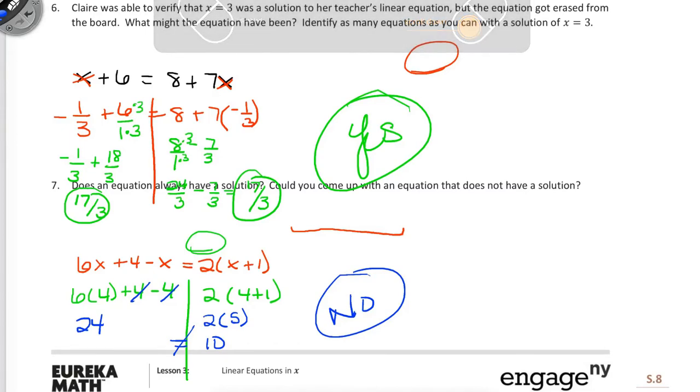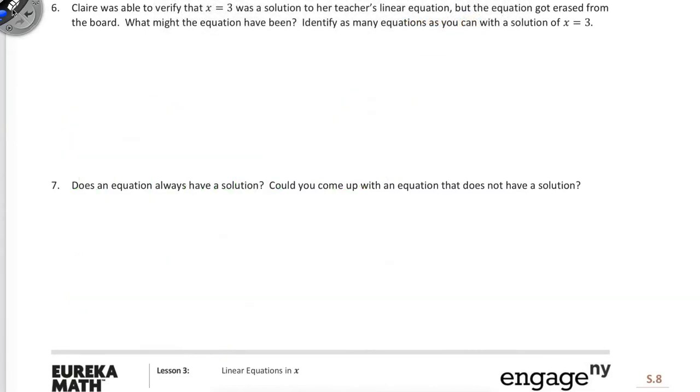All right, number 6. Claire was able to verify that x equals 3 to her teacher's linear equation, but the equation got erased from the board. What might the equation have been? So basically, we're going to write ourselves our own equation, as long as x equaling 3 is a solution. So you can make up any equation on these when they ask this. So I'm just going to help you out on what that really looks like.